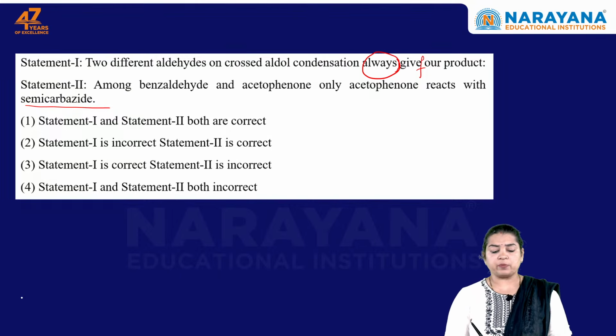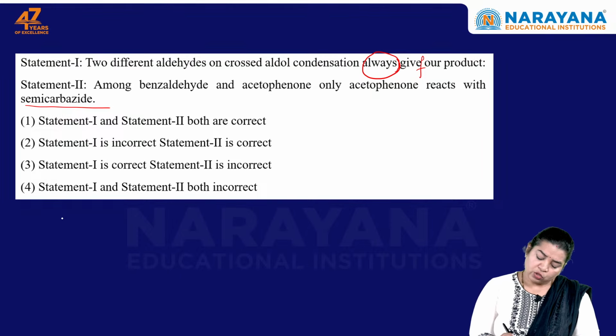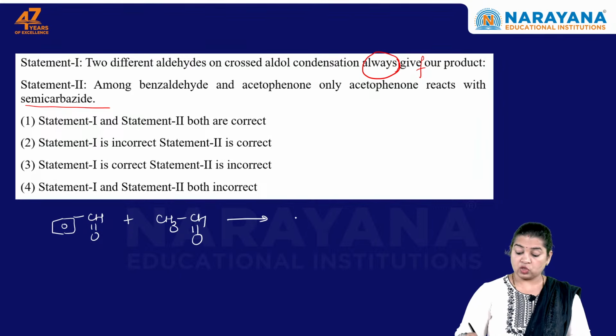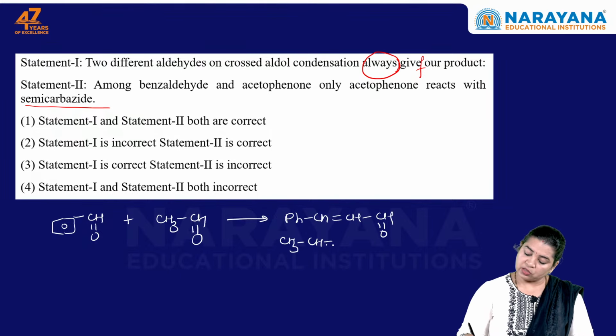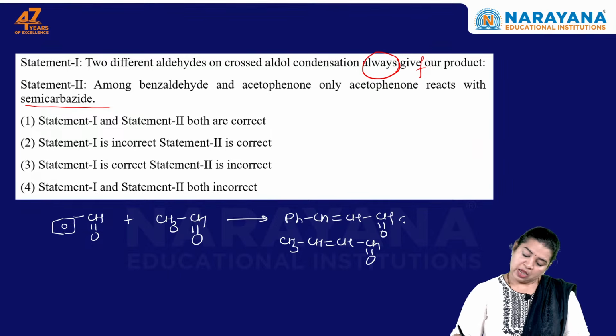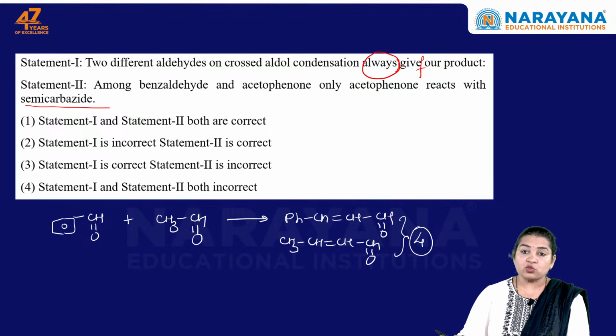Now coming to the first statement, 2 different aldehydes on crossed aldol always give 4 products. What if I have benzaldehyde and acetaldehyde combining? Now check, what will I have? PhCH=CHCHO, yes. CH3CH=CHCHO, yes. If I consider geometrical isomerism in these 2, I can say I am getting 4 products. If they are not considering it, they will take 2 products.